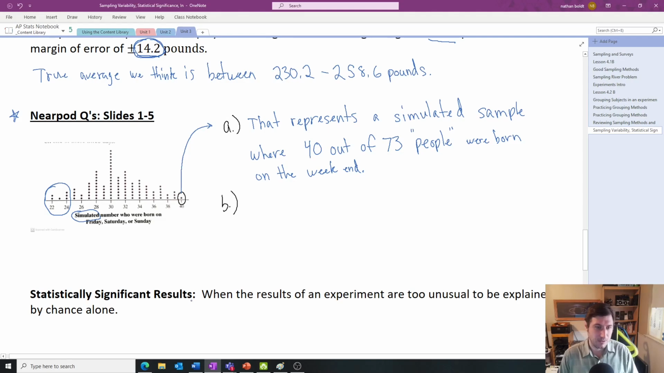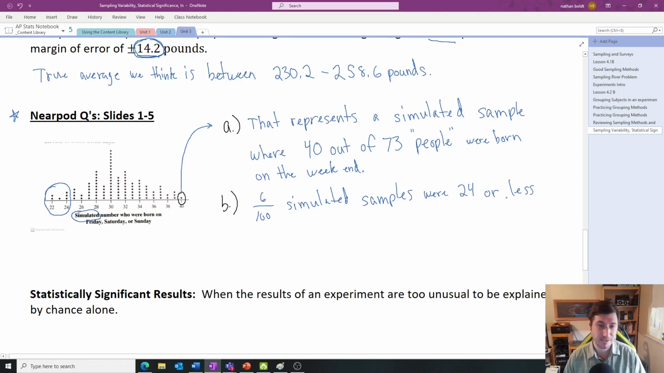But is it? Well, if we take a look at that, how many dots are there? 1, 2, 3, 4, 5, 6. So 6 samples in our simulation, just by chance. 6 out of 100 simulated samples were 24 or less. So that would translate to a 6% chance. All right. So 6% of samples would be 24 or less.